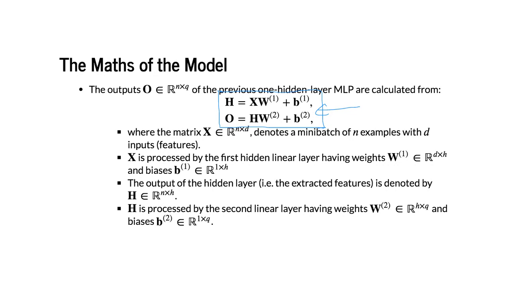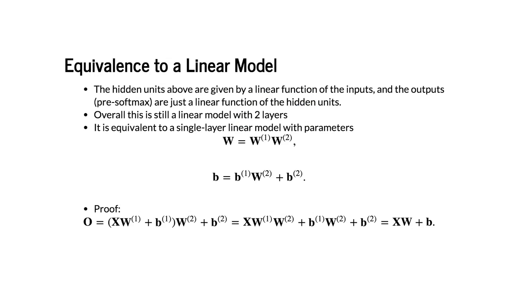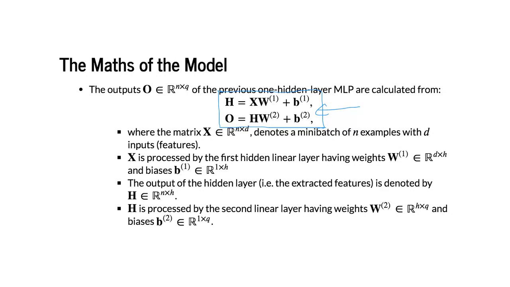I'm afraid that these are not the right answers. Now, it's a little bit of a tricky question. Actually, we can show that this model over here is still a linear model. Although we have 2 layers, each layer is described by a matrix multiplication, okay.